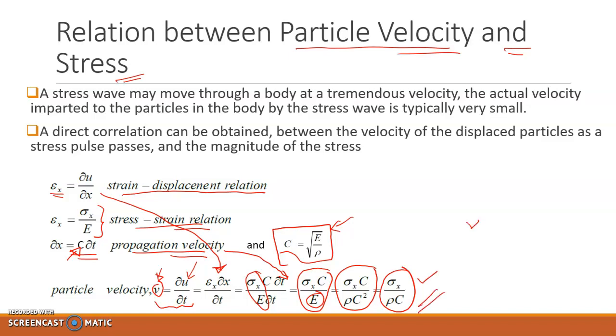Finally we arrive at the equation v equals sigma x divided by rho c. So this is the relationship between the particle velocity v and the stress sigma x.